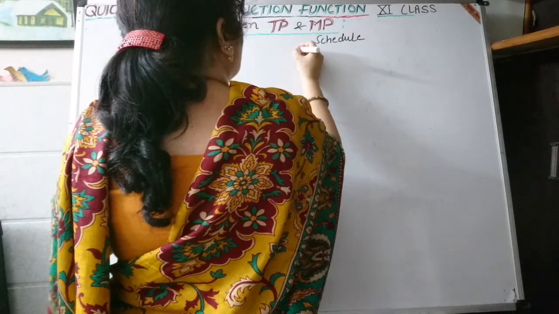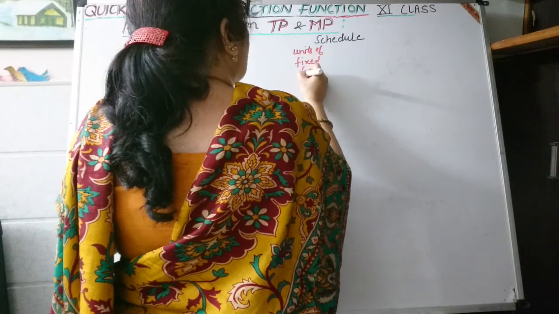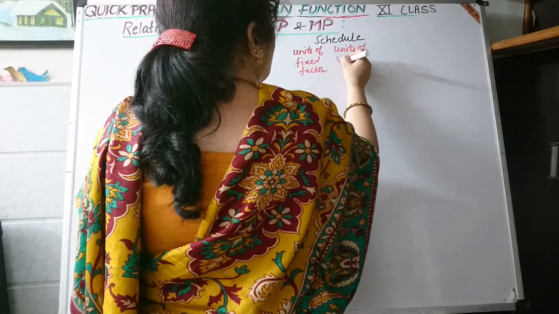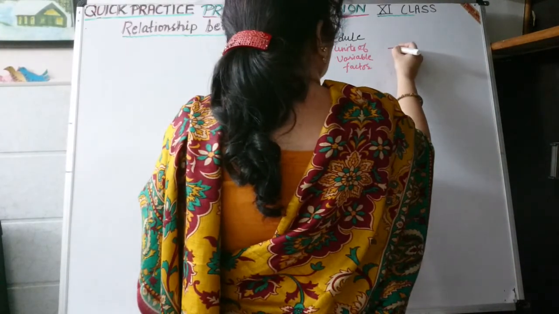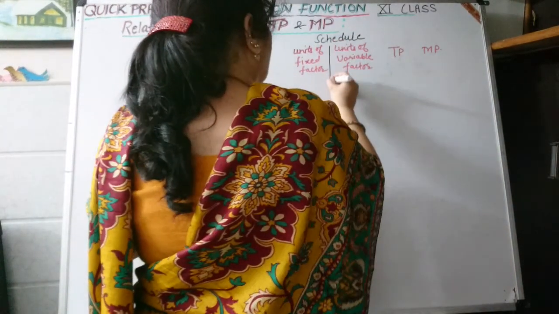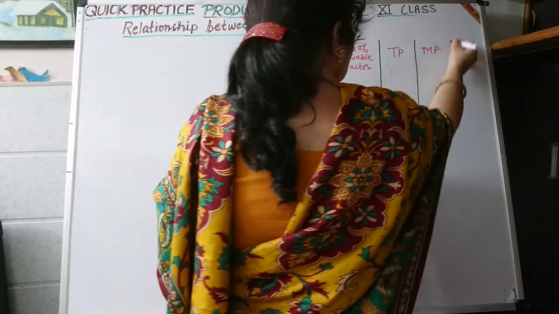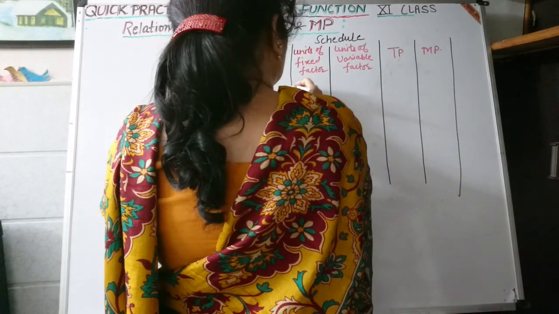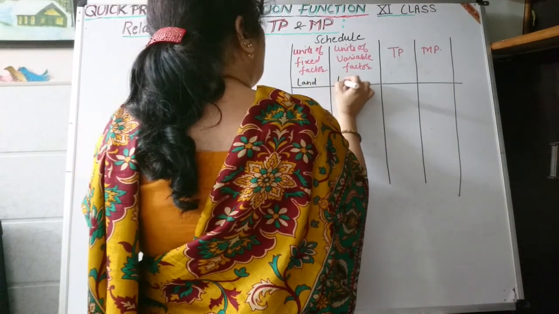Number 1, units of fixed factor, units of variable factor, TP or MP. Units of fixed factor, and fixed factor is land, variable factor is labor.